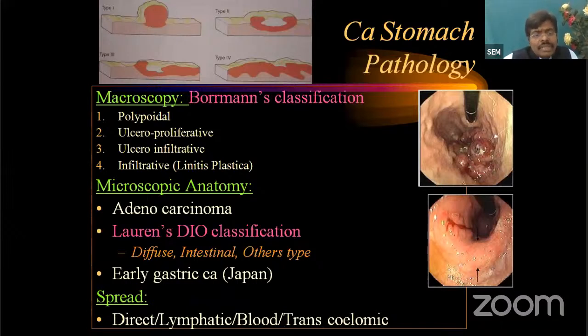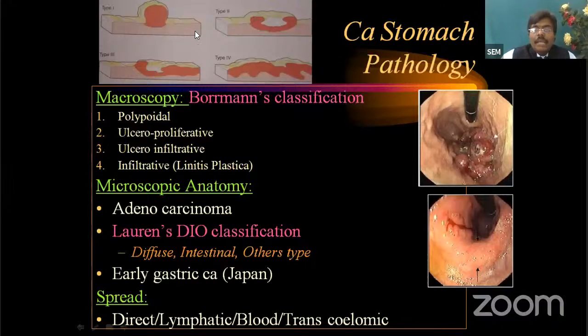But from the surgeon's perspective, what do you mean by surgeon's perspective? Whenever you write pathology, use 3 important headings, even for surgeons. Macroscopically, that is, you take a specimen of gastrectomy done for a CA stomach and cut the specimen. You see how it will look. Bormann's classification, if you remember the name, well and good. Otherwise, as last class, you tell it looks polypoidal, projecting, ulcerative, infiltrative.